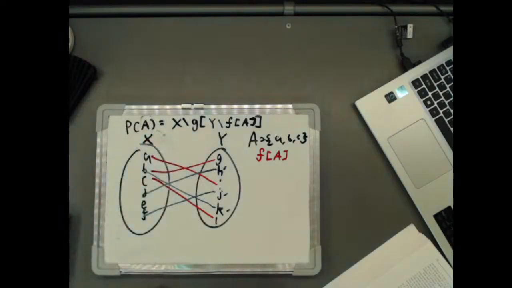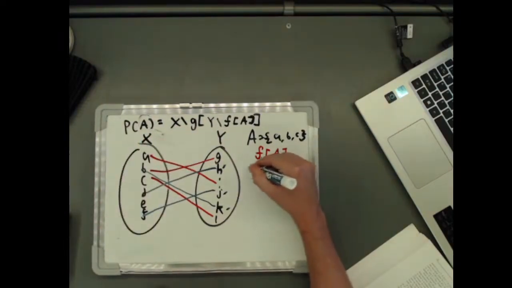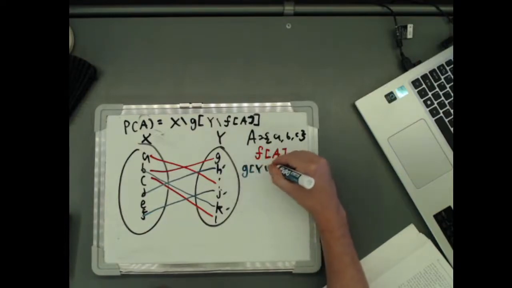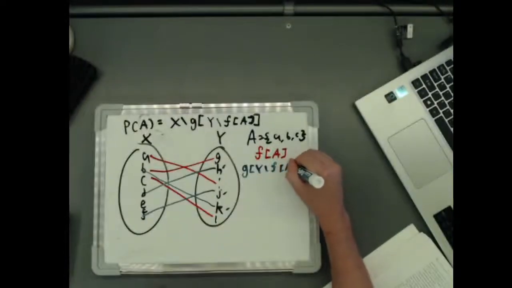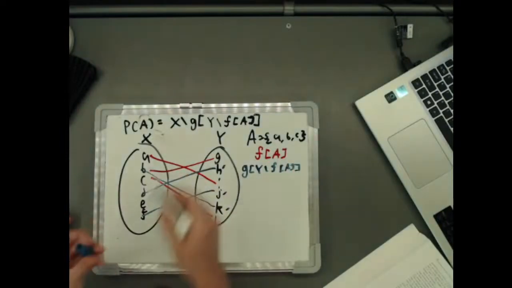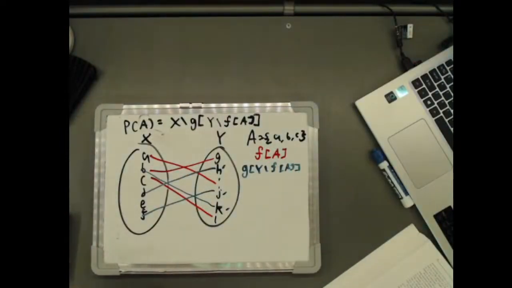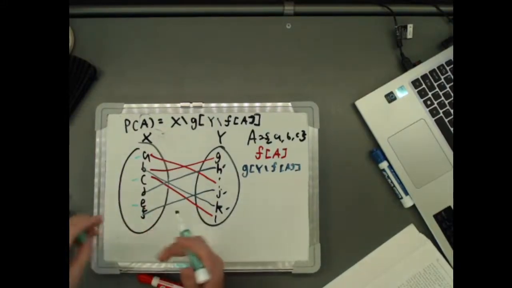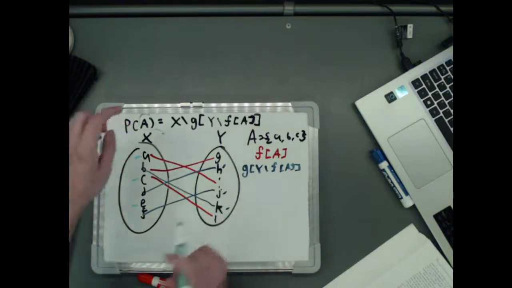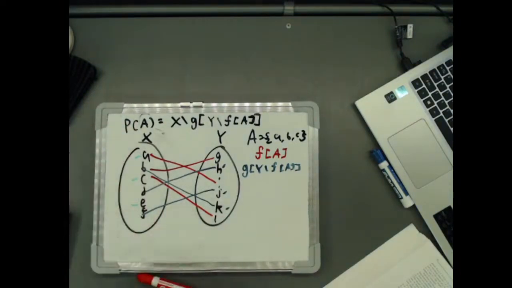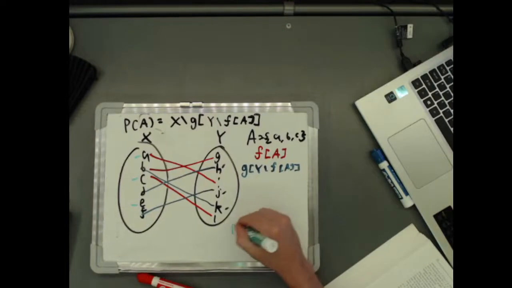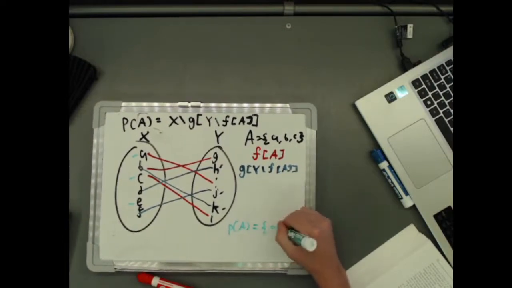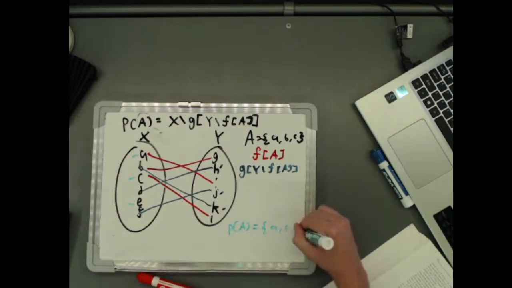Now we take X minus those things we just got from G of Y minus F of A. This is going to be E, C, and A. These are the elements of X which are part of P of A. So if A is ABC, P of A is equal to A, C, and E.